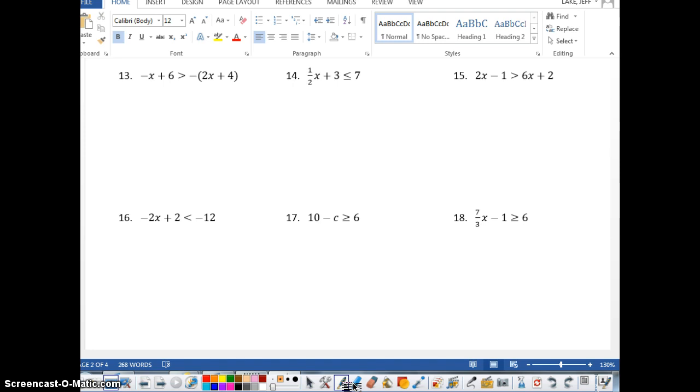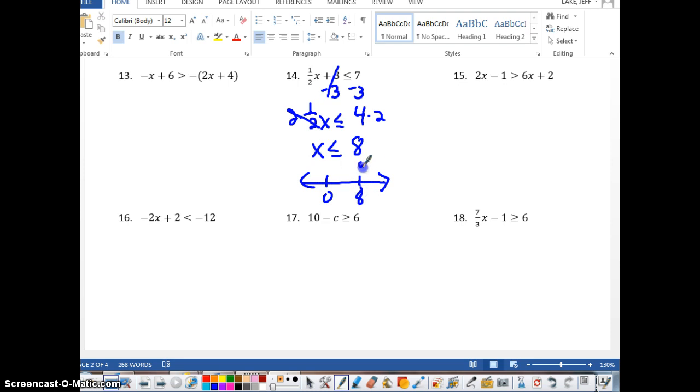I started number 14. We needed to solve for our x here, so we're going to subtract our 3. So I have 1/2 x is less than or equal to 7 minus 3, which is 4. Again, when you have a fraction, you always want to multiply by what's on the bottom, because that 2 is attached by division. So I'm going to multiply by 2 on both sides. When I do so, I'm left with 1x, or really just x, is less than or equal to 8. So when I graph that, that's going to be a closed dot at 8. It's going to be everything to the left.